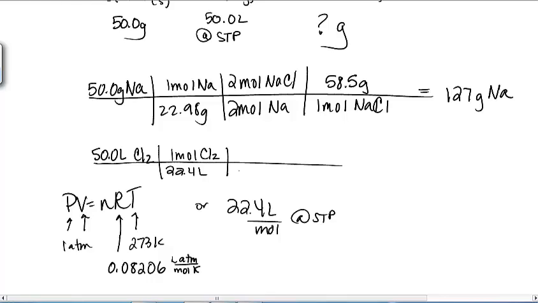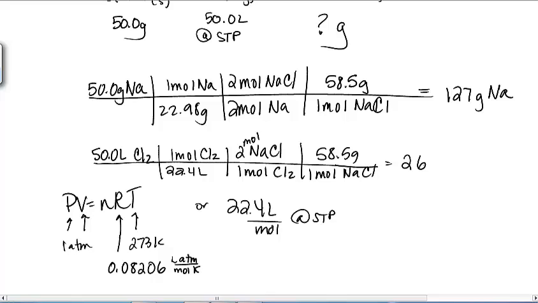And now the rest of it becomes pretty simple. So there's 1 mole of chlorine for every 2 moles of NaCl. 1 mole of NaCl is 58.5 grams. I compute that. I get 261 grams of sodium chloride.